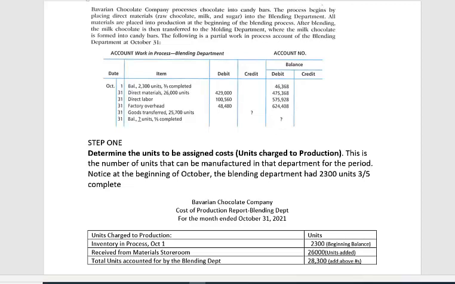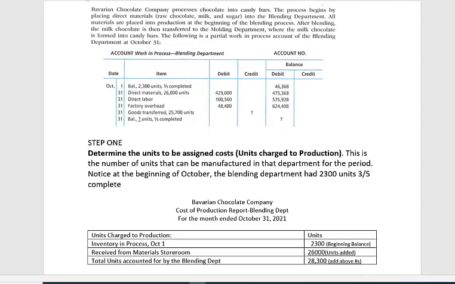So we've got a sample company, Bavarian Chocolate Company. It processes chocolate into candy bars. The process begins by placing direct materials, which consist of chocolate milk and sugar, into the blending department. All materials are placed into production at the beginning of the blending process. After blending, the milk chocolate is then transferred to the molding department, where the milk chocolate is formed into candy bars. The following is a partial work in process account for the blending department.